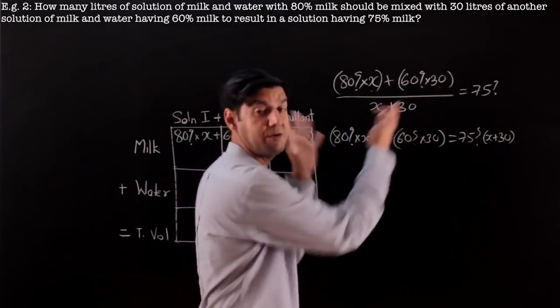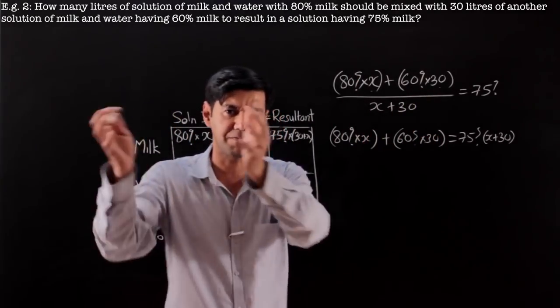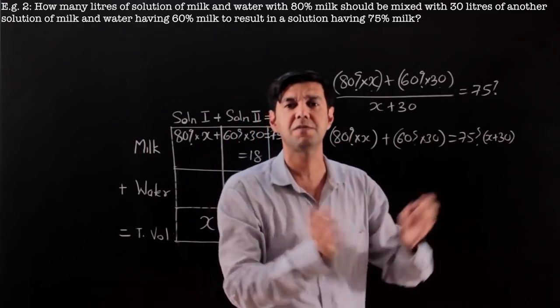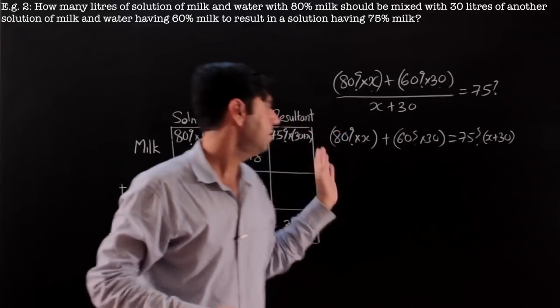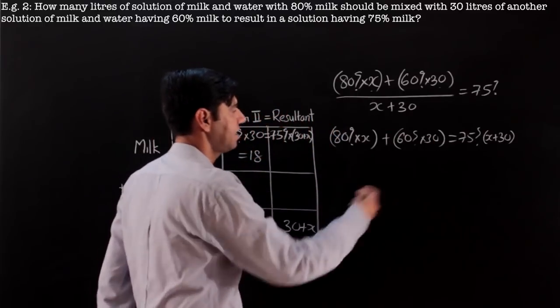Don't get overawed by what is this weighted average. It is nothing but something coming from the first plus something coming from the second is equal to the resultant average into the total weight, right? So we have this question and now we can easily solve it.